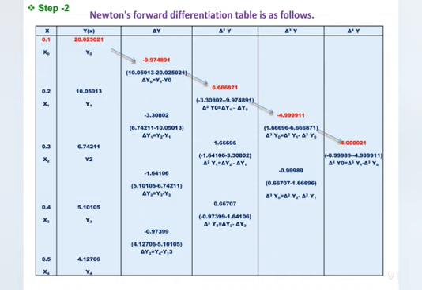So we can see the first differences are calculated. The second differences, del squared y, are calculated the same way: del y1 minus del y2. You have to follow the reverse subtraction, del y1 minus del y2.